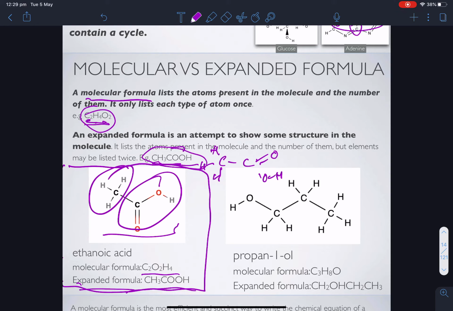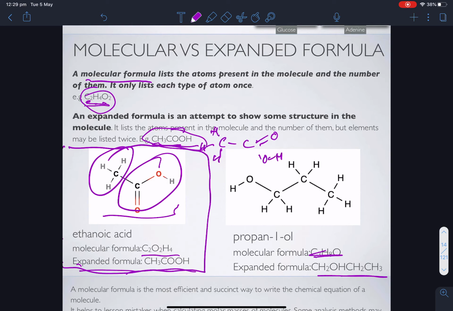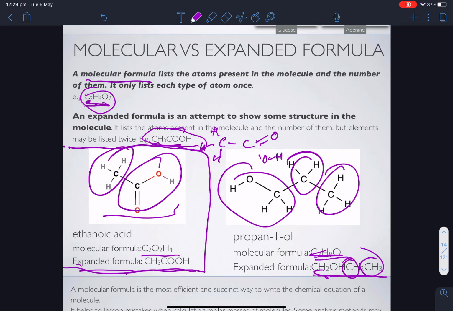But we also have propan-1-ol. Oh, I've given a different example. It's not an isomer. It doesn't have the same formula. So what we can do is hint at some structure with expanded formulas. So this has a formula C3H8O. Sorry, it's not an isomer, I'll get to that soon. But it is arranged in a different way. We can represent some of the structure by putting the CH2OH, which is this bit, and then the CH2 is this bit, and the CH3 is that bit. So we can show a bit of the structure in the expanded formula.